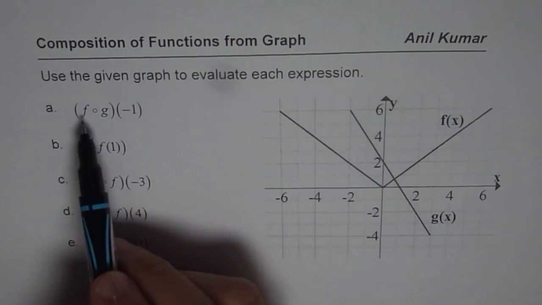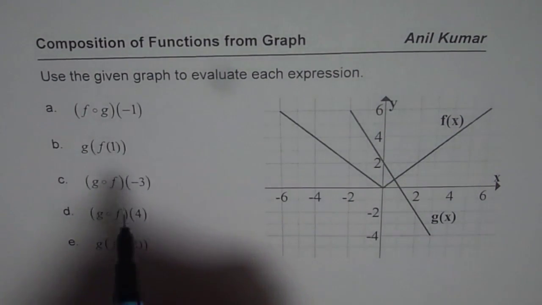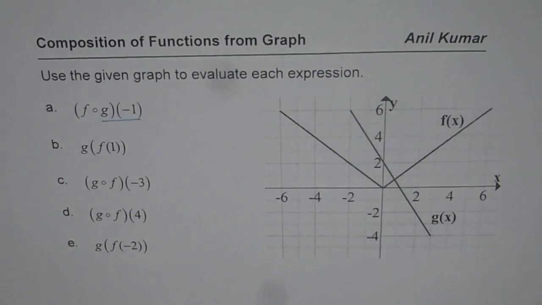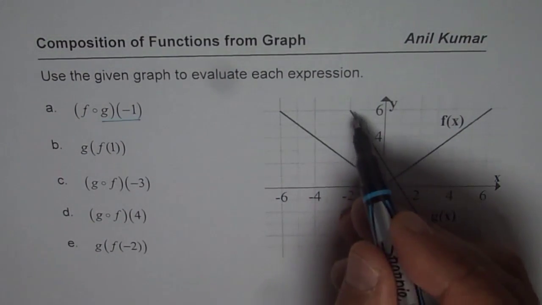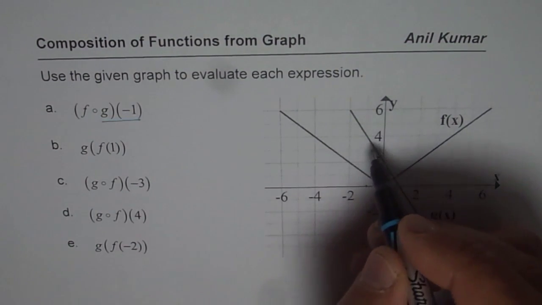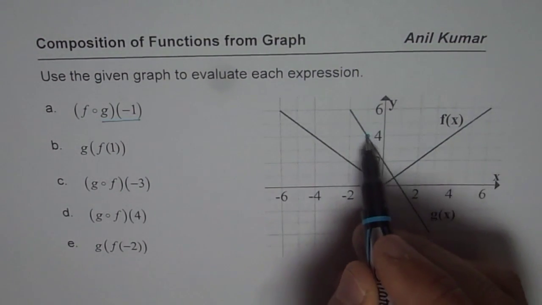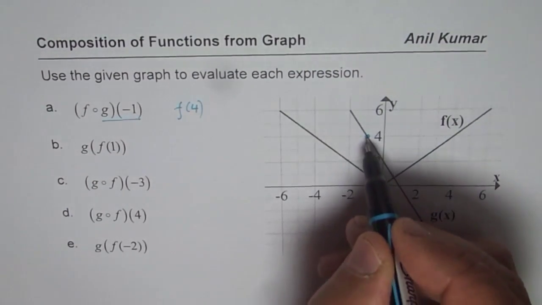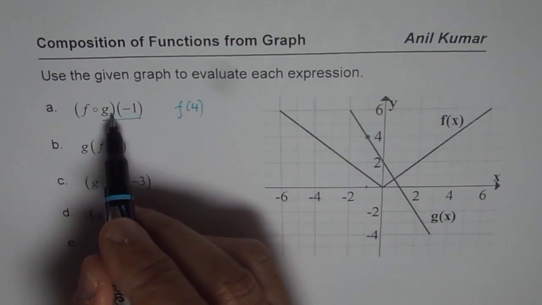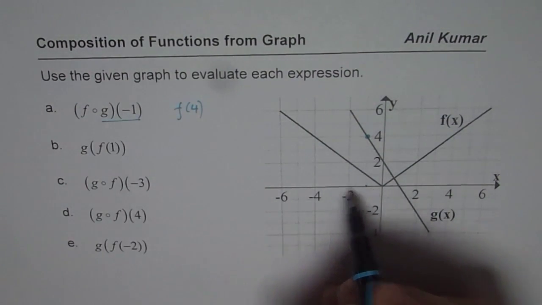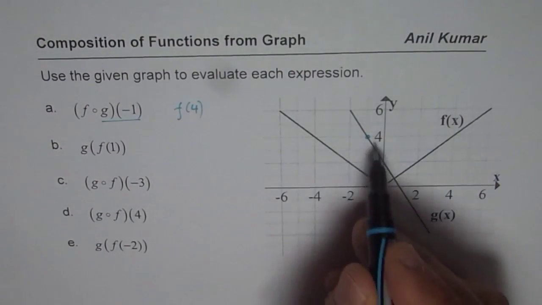So when we say f of g of minus 1, we'll find g of minus 1, right? So that means g is the straight line. For minus 1, the value of the function is 4, right? So we get f of 4. Do you understand? So that is the value, the range of the functions to be considered. So at minus 1, the value of g is 4.